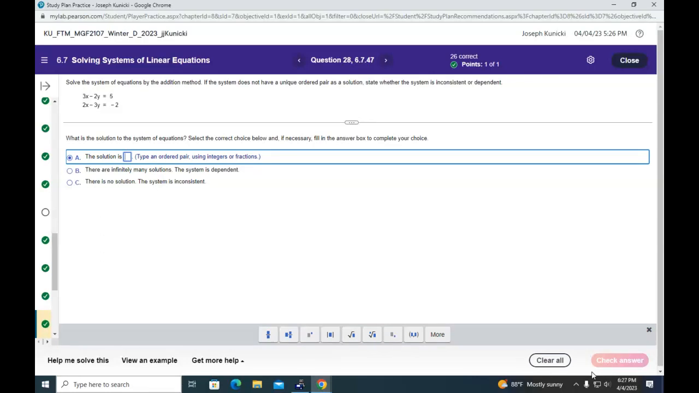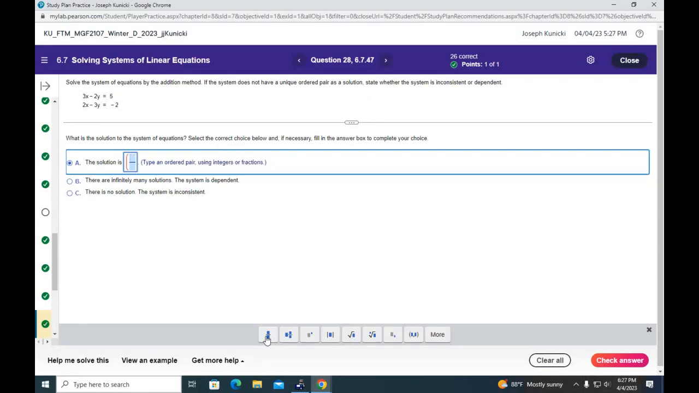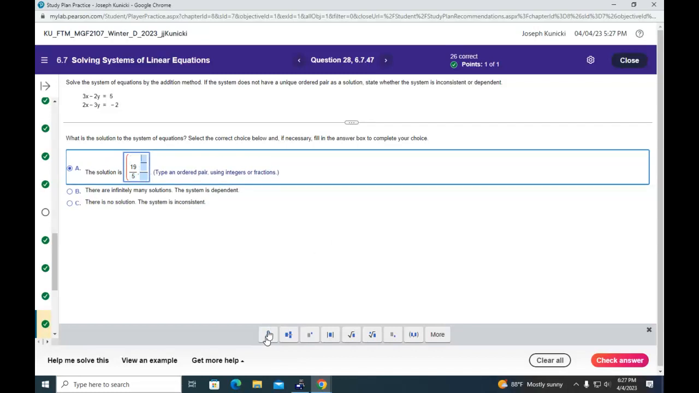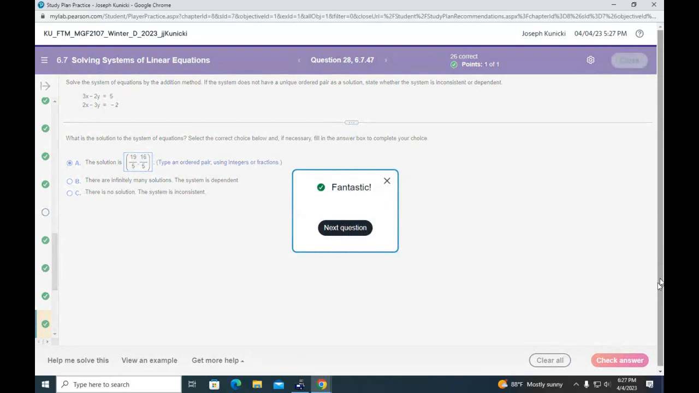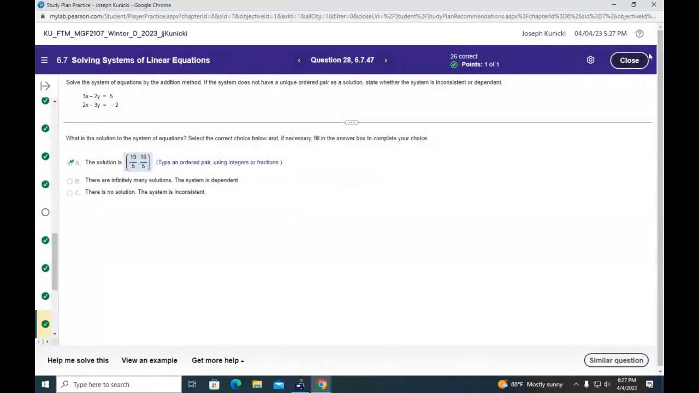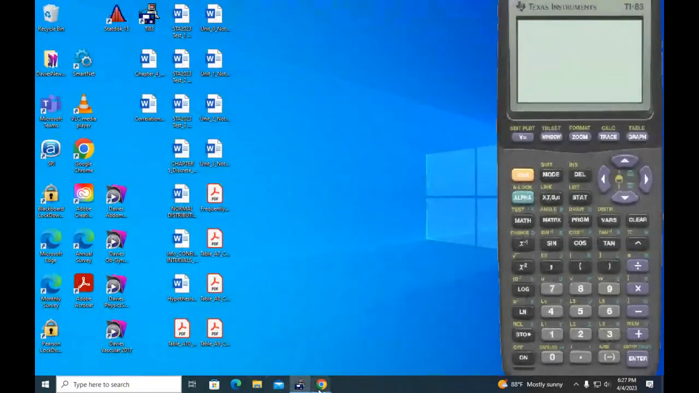So it says order pair using integers or fractions. So I can't use the decimal. So I'm going to have to put a fraction for x is 19 over 5. Tab, comma, and the next fraction. Oh, I hate when I do that. Okay, there we go. 16 over 5. And tab, parentheses. Cool, huh? Now, watch this.